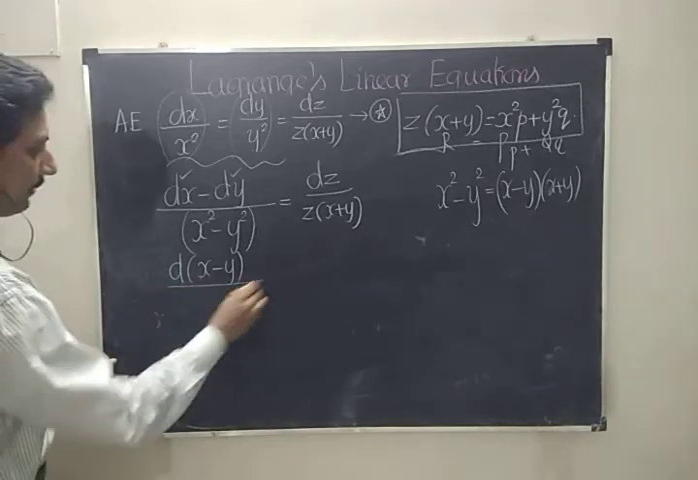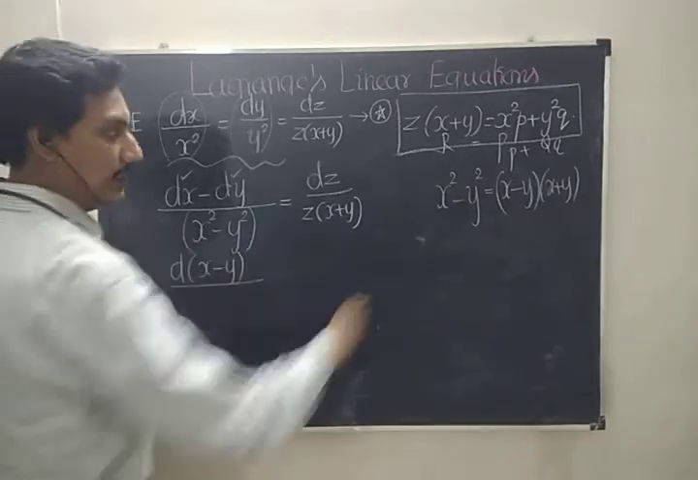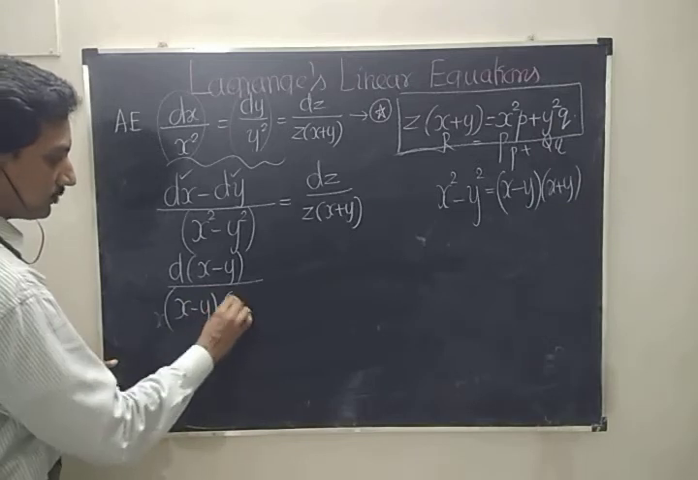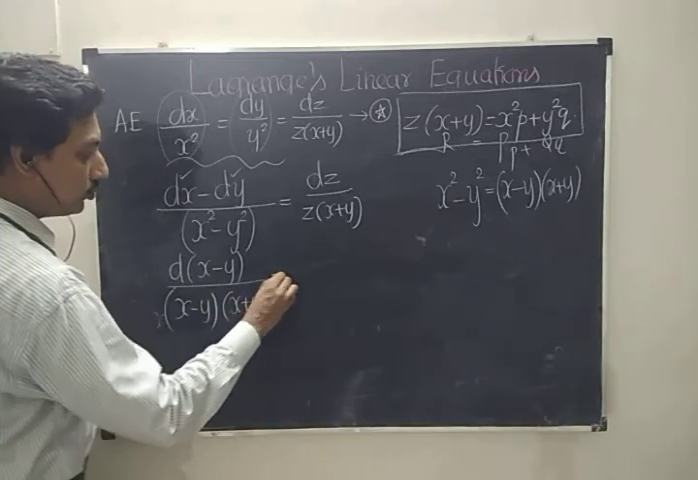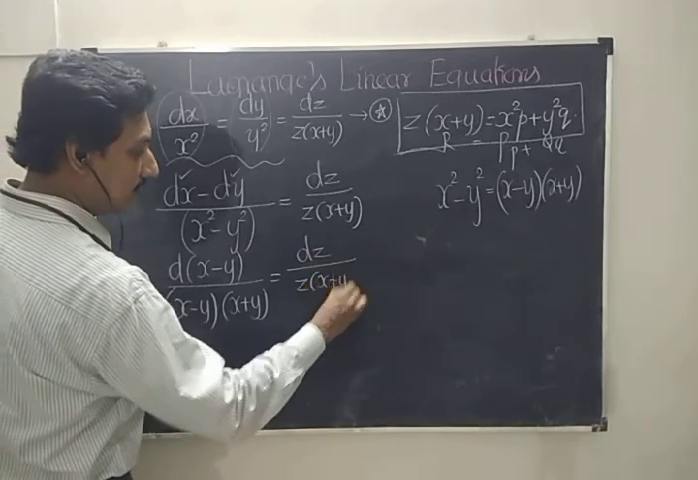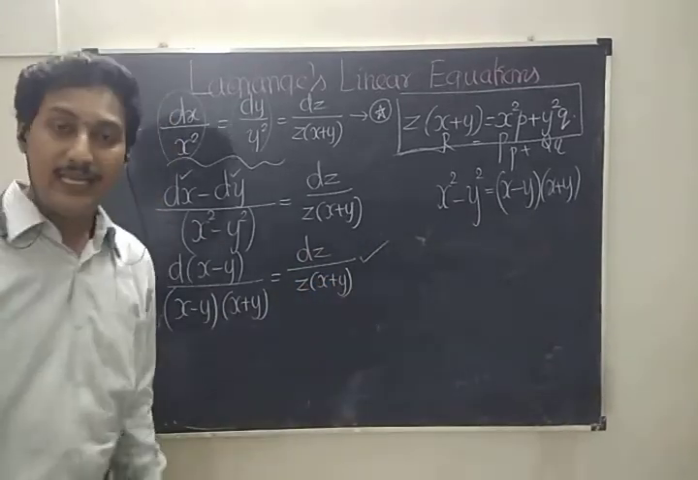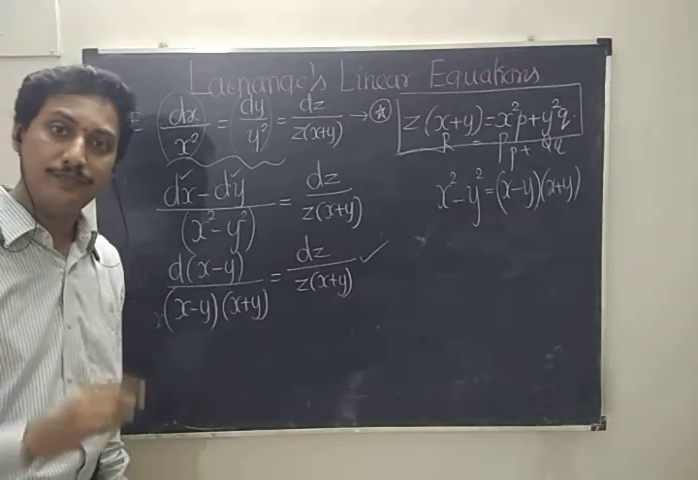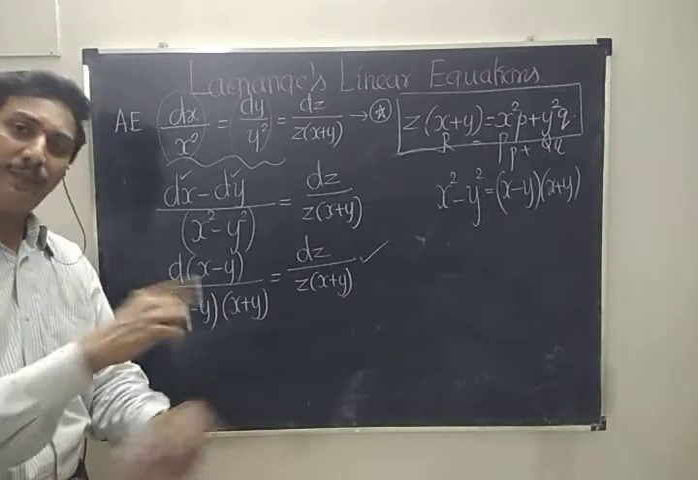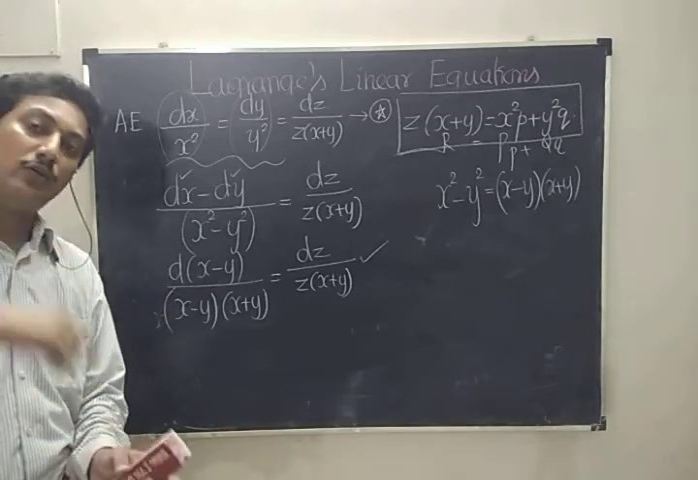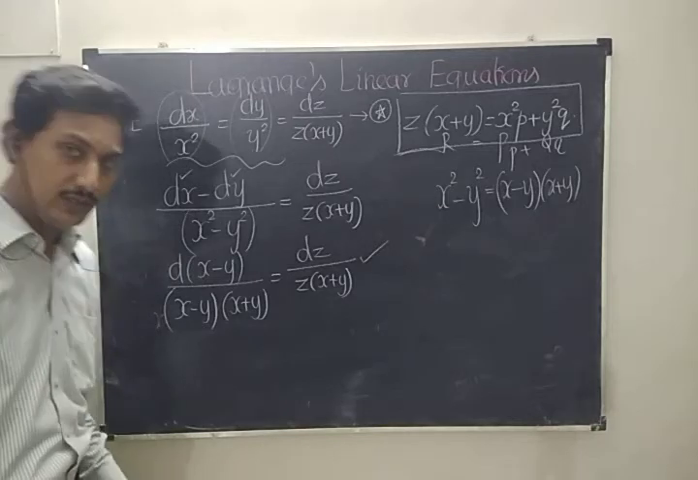And in the denominator, I am having x squared minus y squared. Can I use this identity? I am getting x minus y into x plus y, equating to the third ratio, dz by z into x plus y. This is possible only in the case of ratios. We can add, we can subtract, and equate the third one, or equate the other two sums or subtractions, we can do whatever it is.